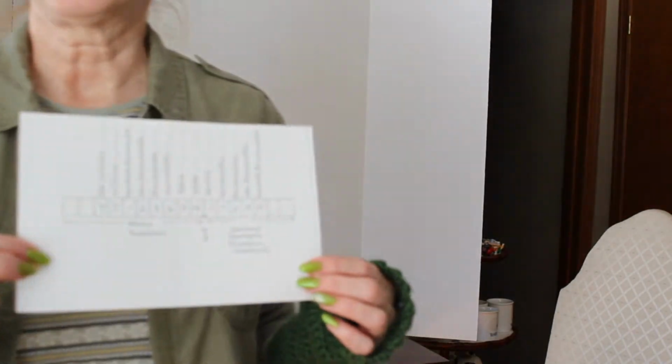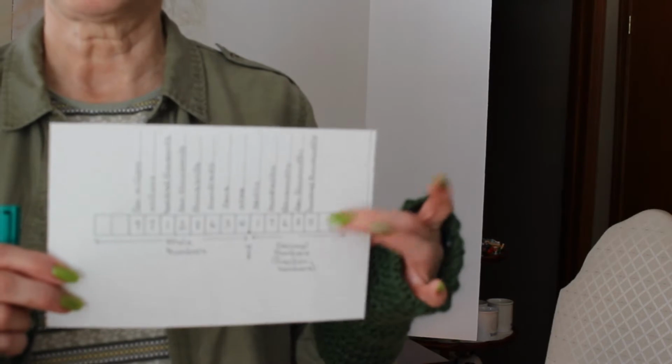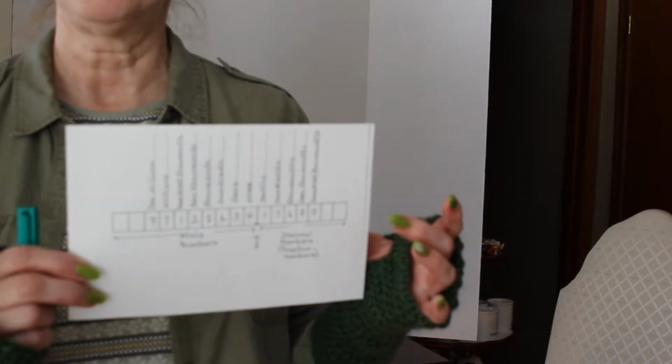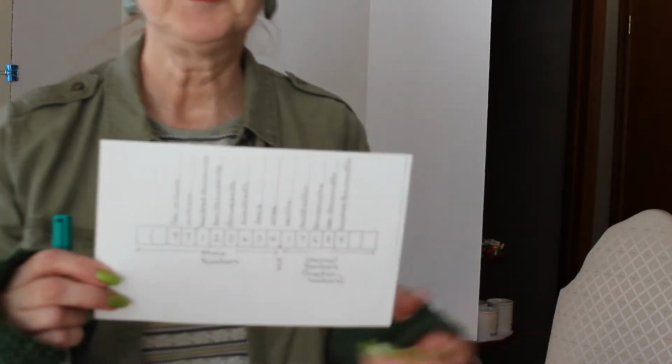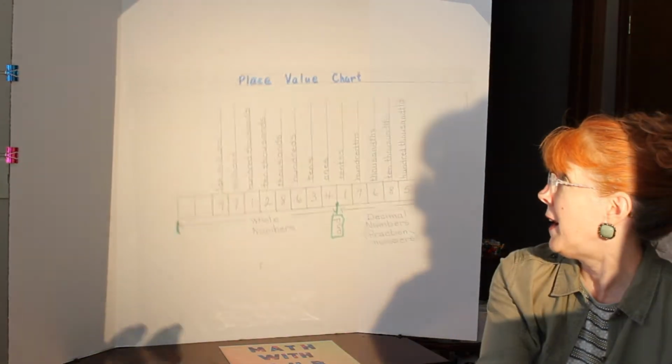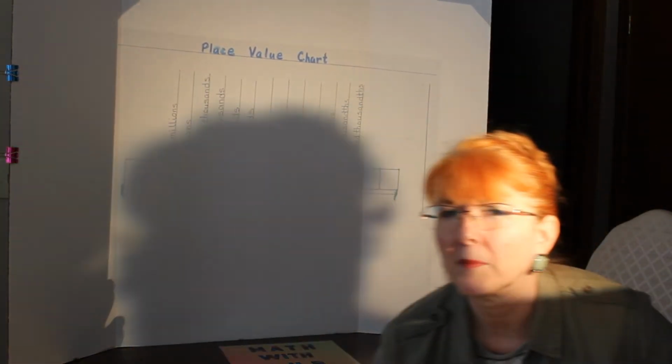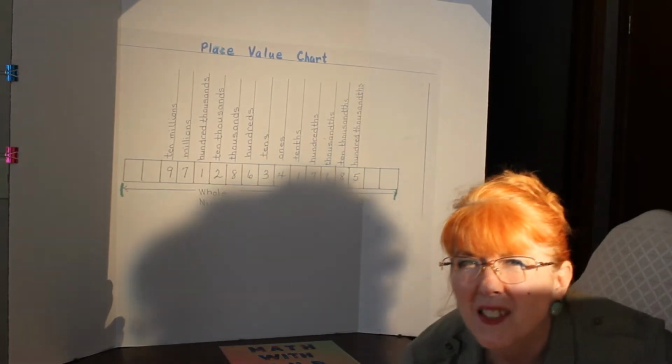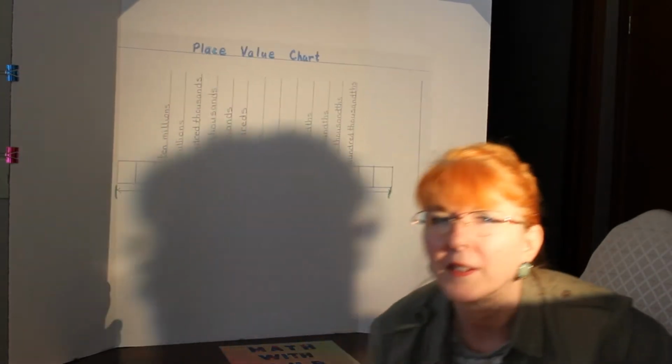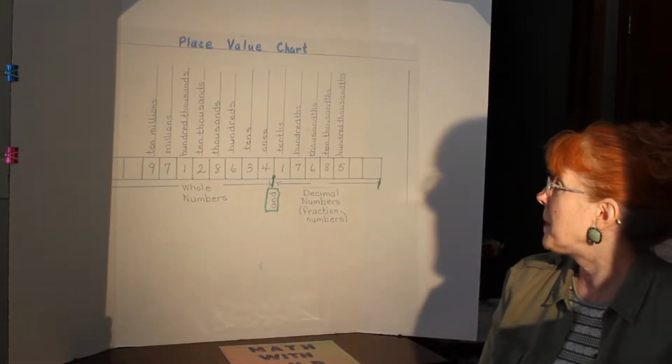I have tried to put an attachment with this, so the chart is attached, and therefore you can print it up, hopefully. So we're going to take a look at the place value chart, how you read the numbers, and let's see, I've got to make sure I can see it on the screen here. Yes, I can. All right.